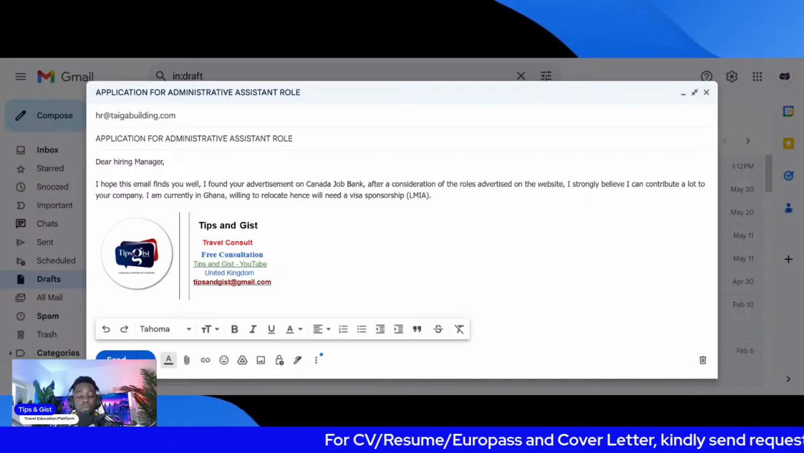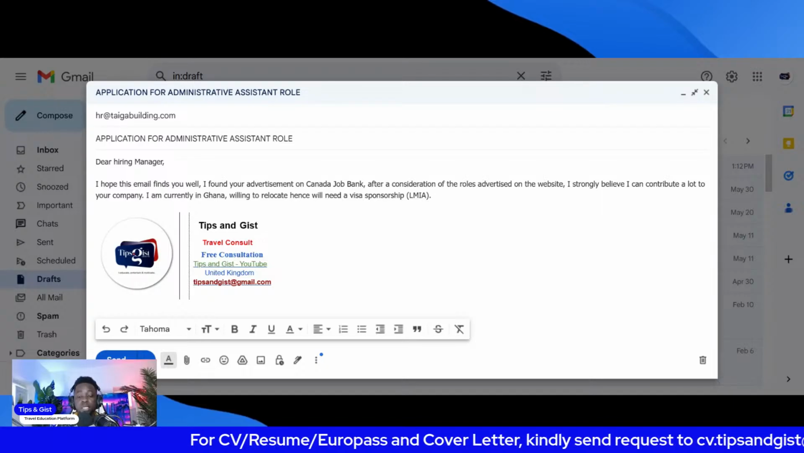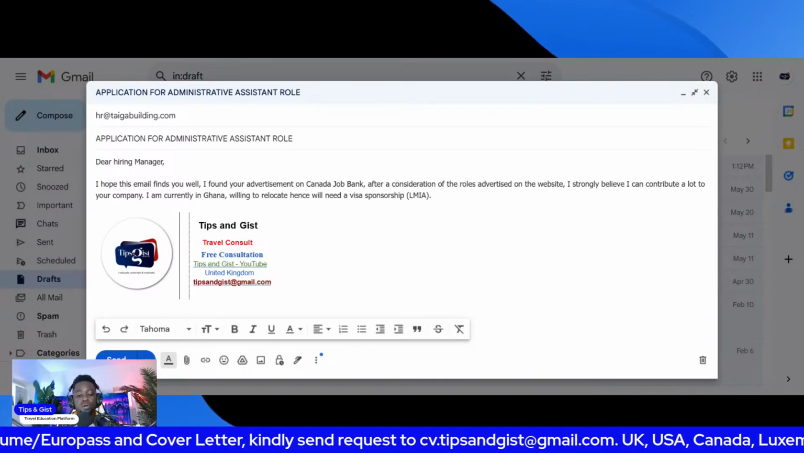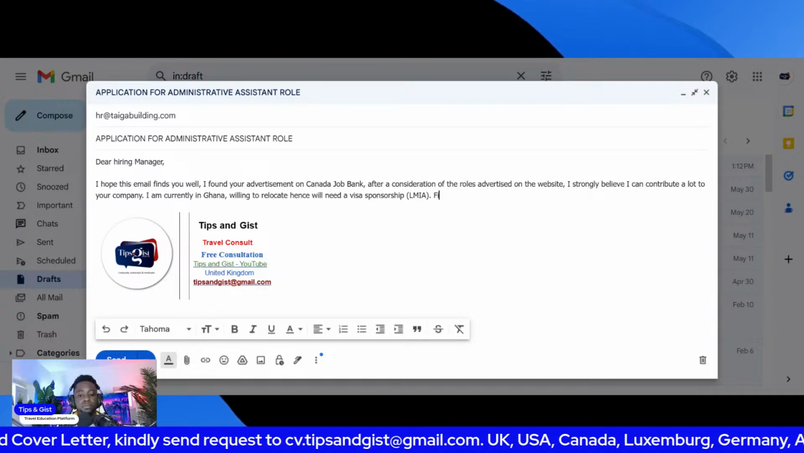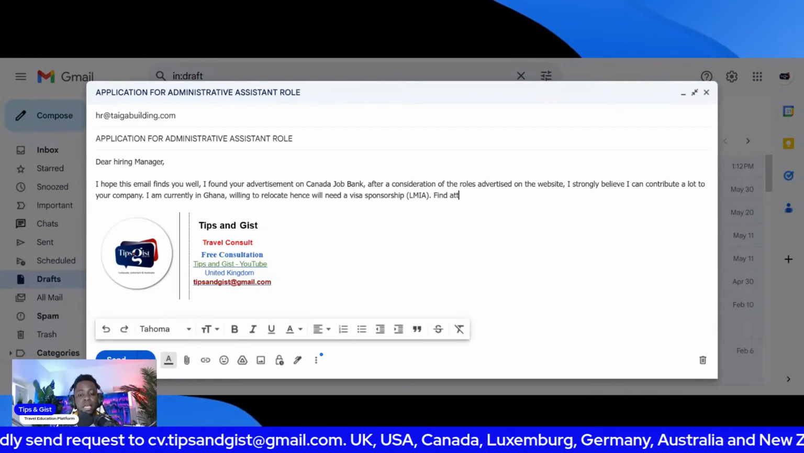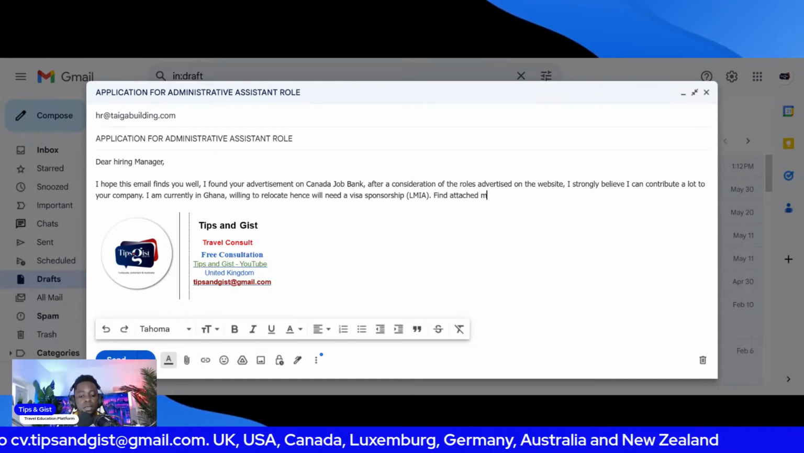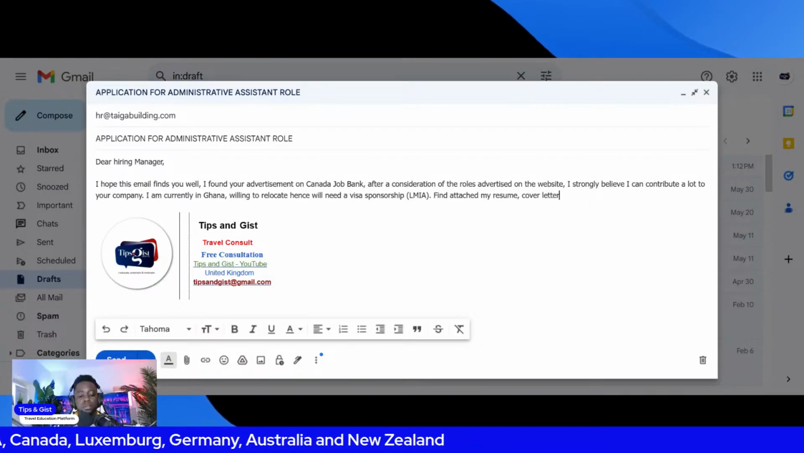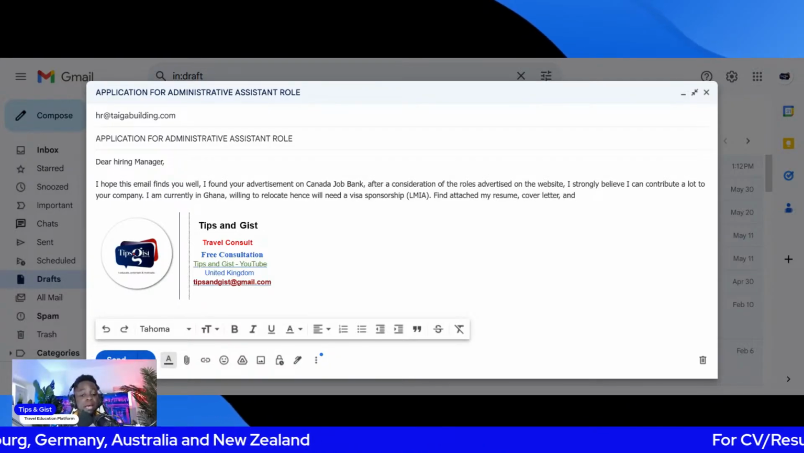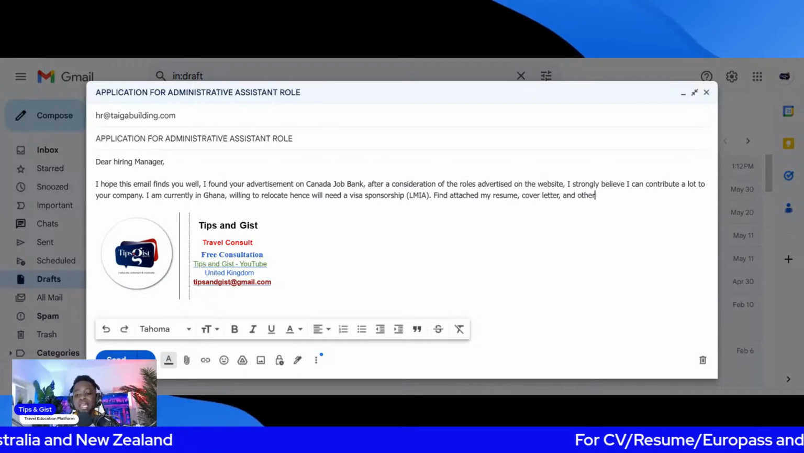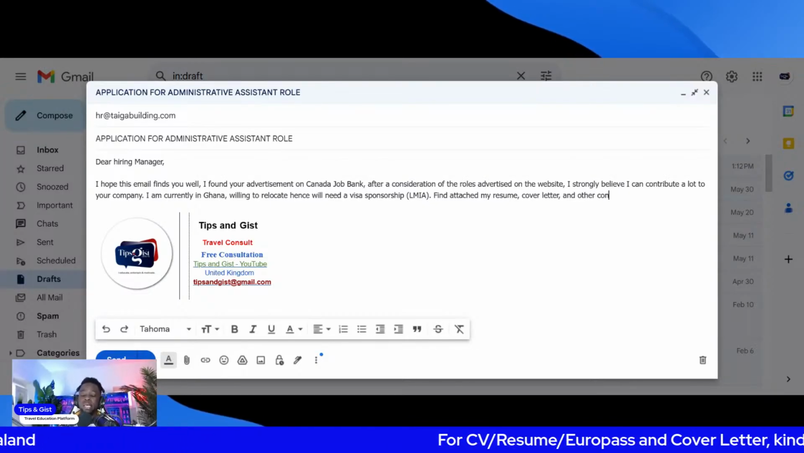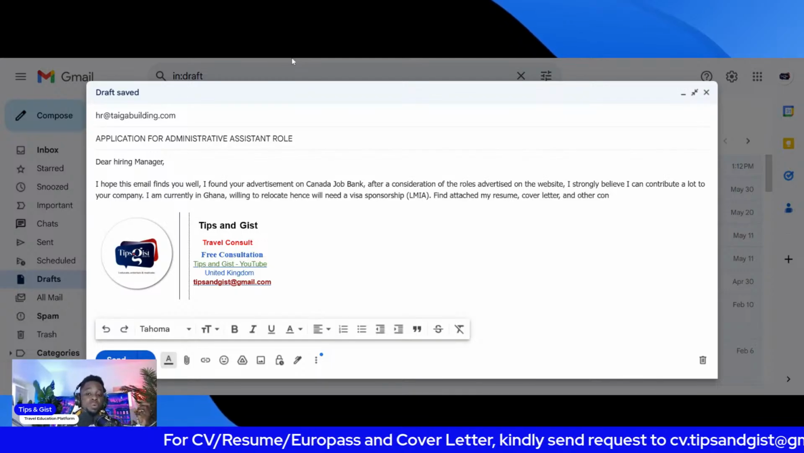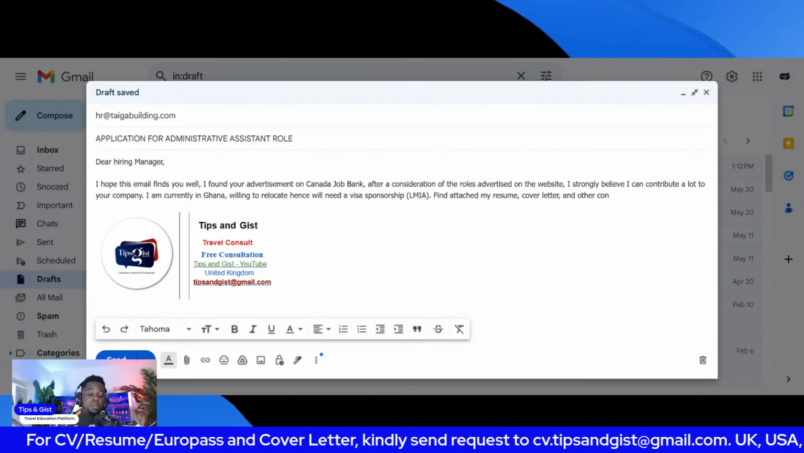Okay, then now, because you're going to attach your documents, you also have to inform them that you have attached certain documents. So, find attached my resume, cover letter, and other relevant documents. So if you have added other relevant documents, some employers, for instance, if you are going to apply for a driving job, the employers would like to see your driver's license.